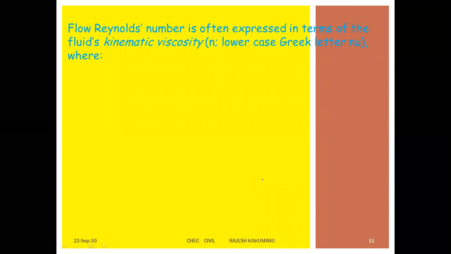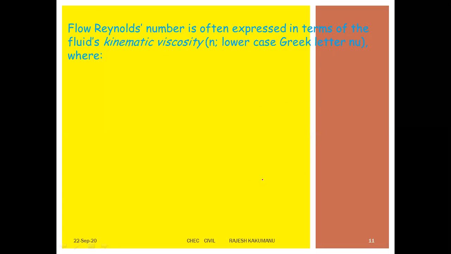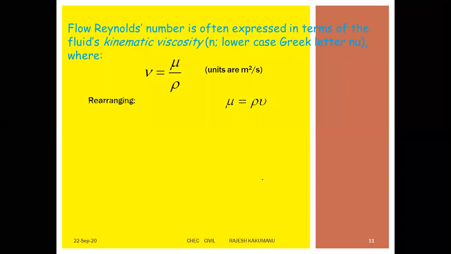The flow Reynolds number is often expressed in terms of fluid kinematic viscosity, the lowercase Greek letter nu, where v is equal to mu by rho. Units వచ్చేంటి meter square by second. Next, rearranging them, mu is equal to rho into v.